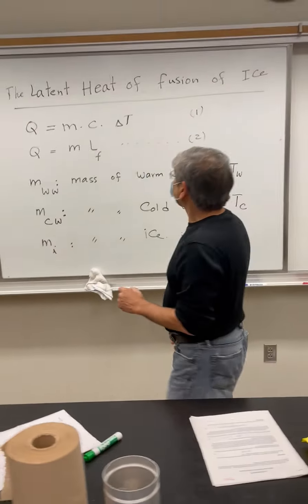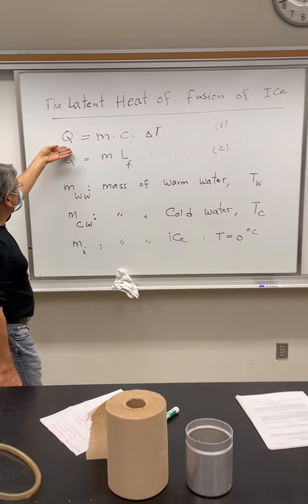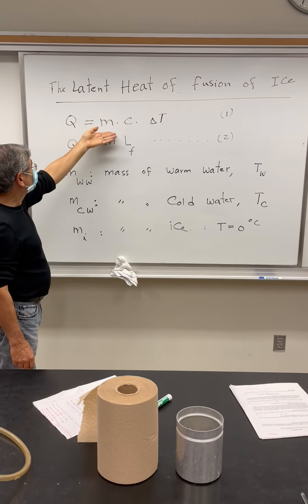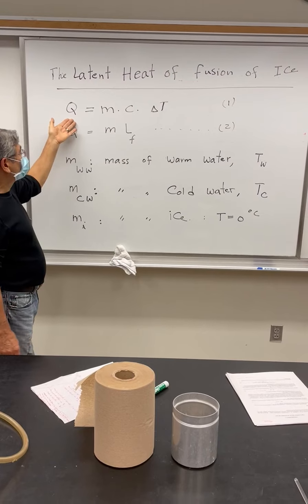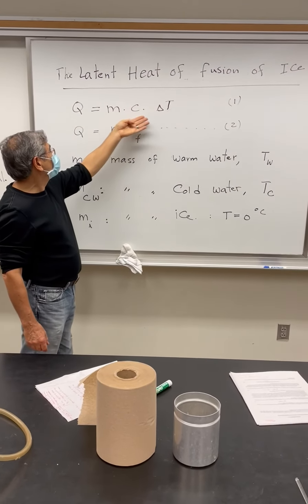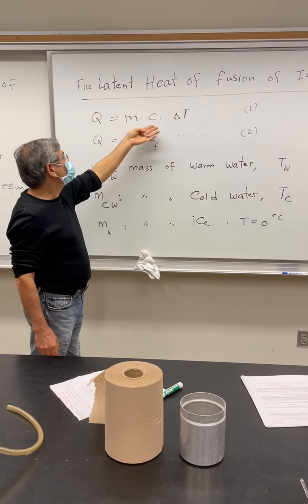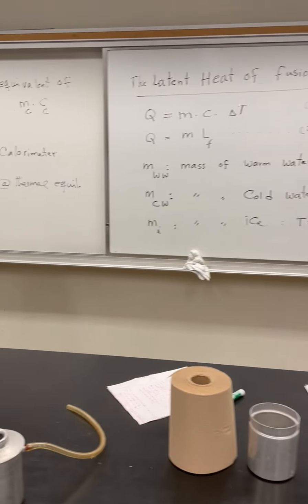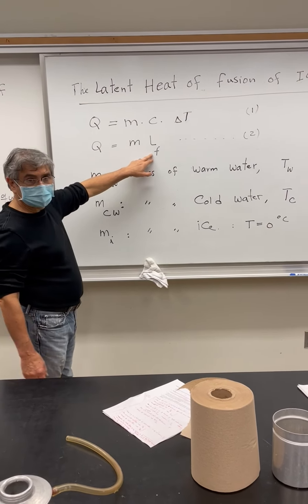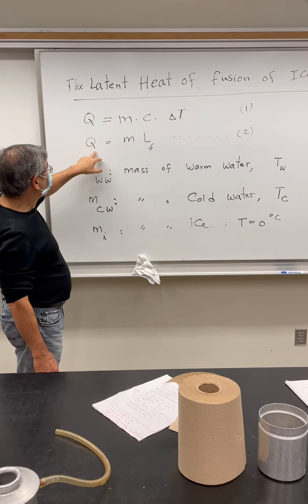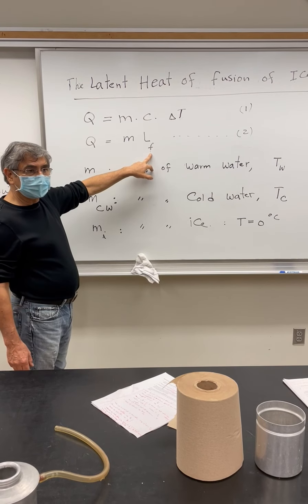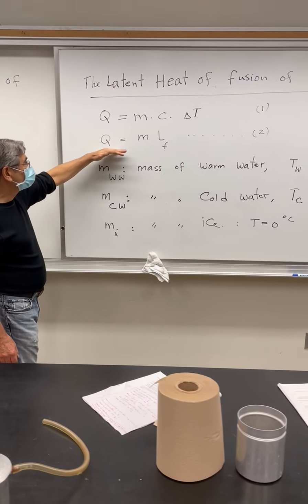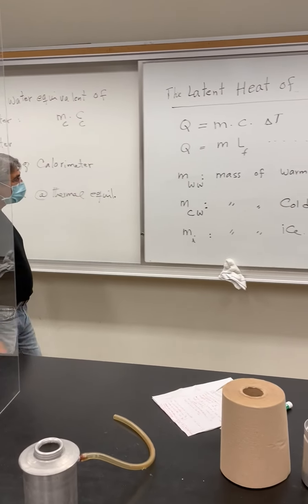Okay, so we know that we are going to use this equation. That's the main equation we are going to use. It shows the amount of heat required to change the temperature of so much mass of an object with this specific heat by this much increase of temperature. We also know that for melting of ice, the relationship between the latent heat of fusion of ice and the mass of ice and the amount of heat necessary is given by this equation, which is in your lab manual.